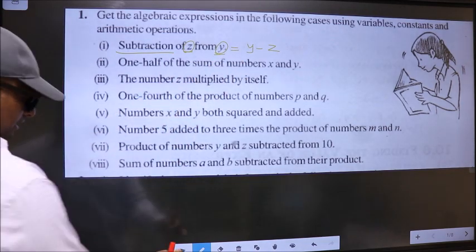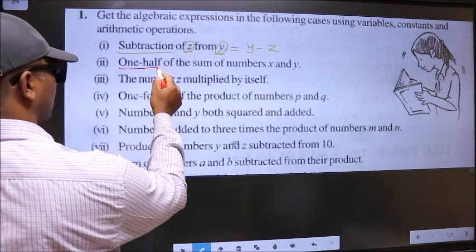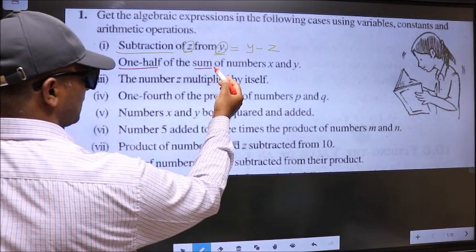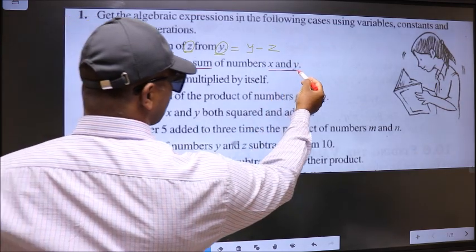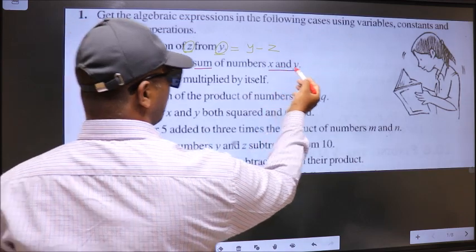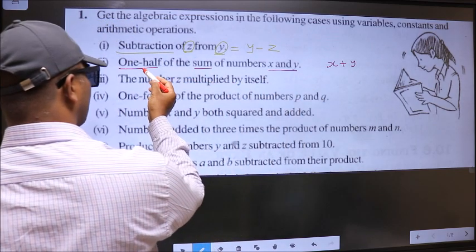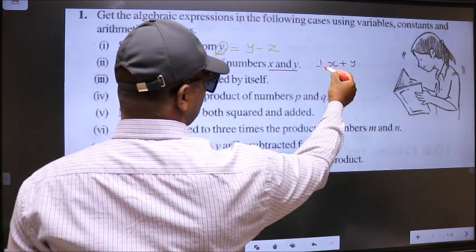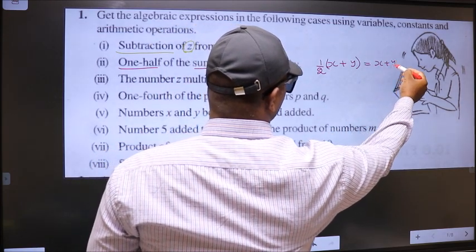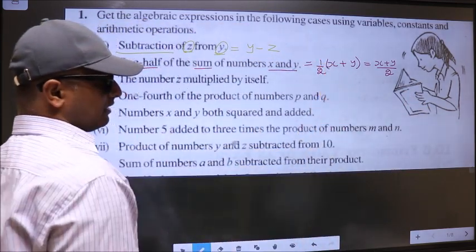Next, second bit. 1/2 means 1 by 2 of the sum. Sum means plus of the numbers x and y. See, sum of x and y. Sum means x plus y. Now 1/2 means 1 by 2 of this. This can also be written as (x plus y) by 2. This is for the second bit.